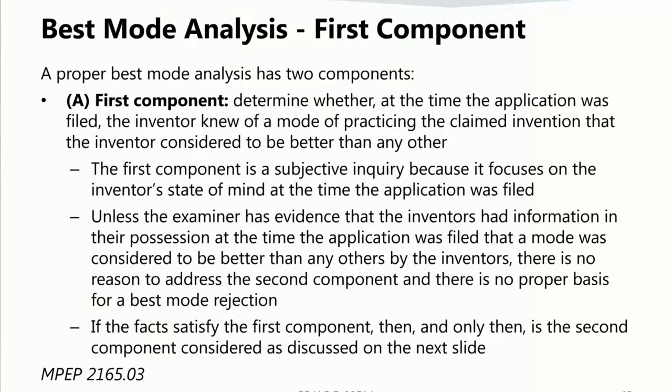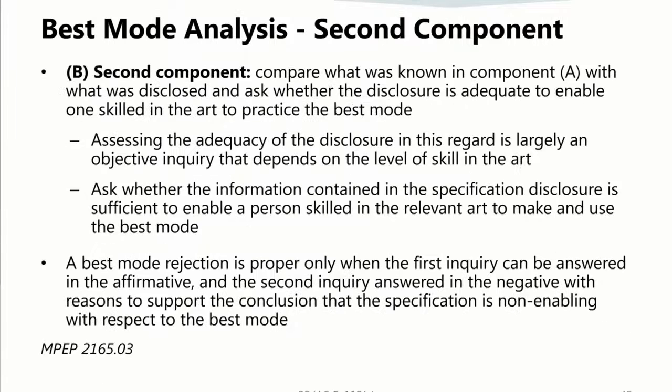There are two components in a best mode analysis. The first component is to subjectively determine whether applicant knew of a best mode of the invention. If the applicant knew of a best mode at the time the application was filed, then the examiner should move to the second component of the best mode analysis. The second component is to objectively determine whether the best mode known by applicant at the time of filing is enabled by the original disclosure.